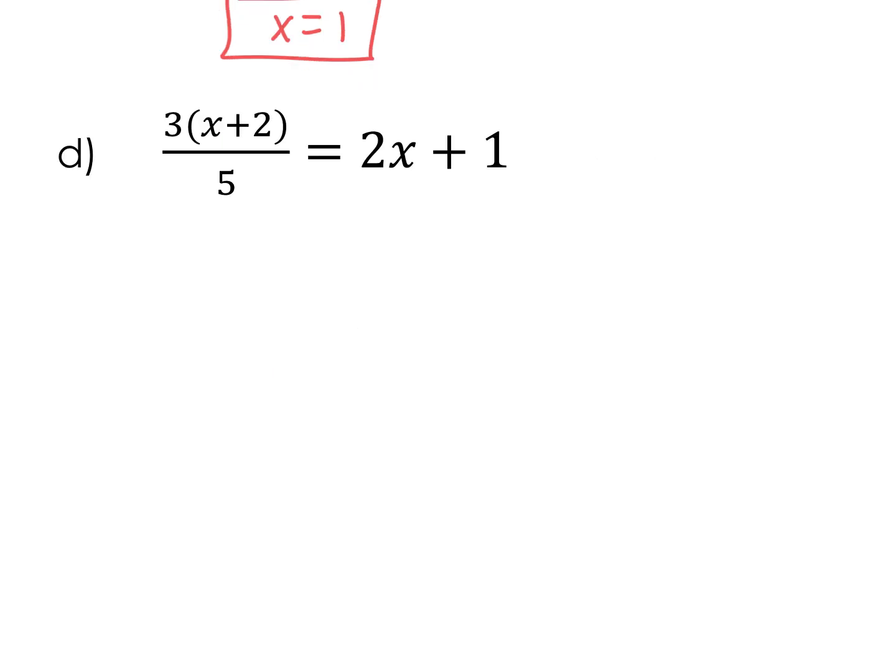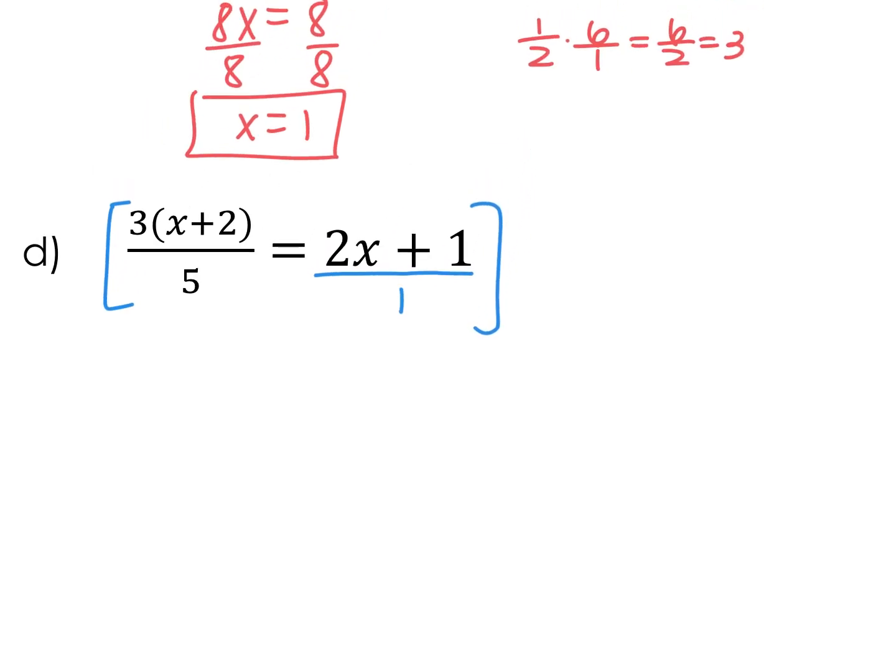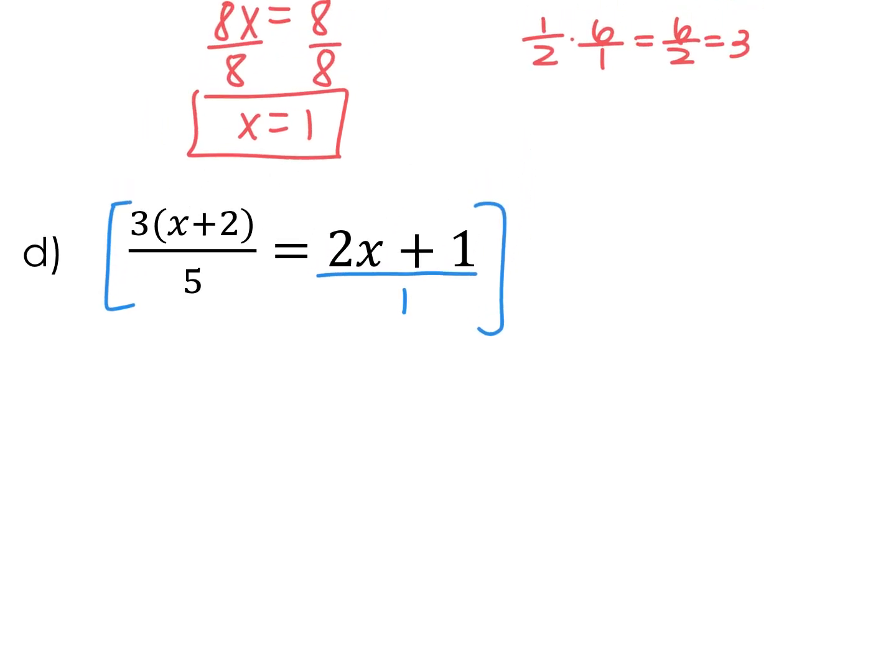All right, so D, we have 3 times x plus 2 over 5 equals 2x plus 1. So once again, this is 2x plus 1 over 1. Are we okay with me doing that, just like I do with a fraction? Like if it was 3, I could say 3 over 1. So then my lowest common multiple is 5. I'm going to multiply everything by 5. What that does with the left side is it just cancels out the 5. 5 divided by 5 is 1. So I have 3x plus 2.